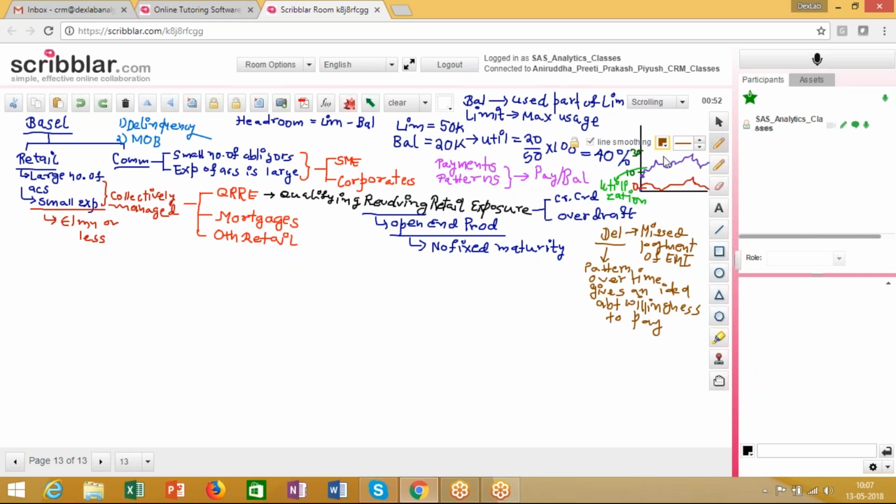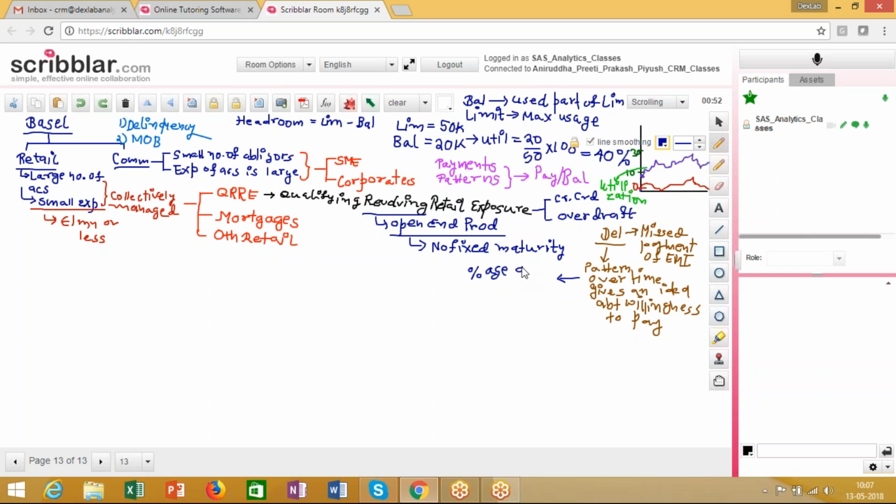Now, one important variation of the delinquency variable is the percentage of delinquency in the last 12 months. So, in the last 12 months, what percentage of time has the account been delinquent? Say the account has been delinquent four times, or once, or zero times. Based on that, this percentage of delinquency variable can be created.